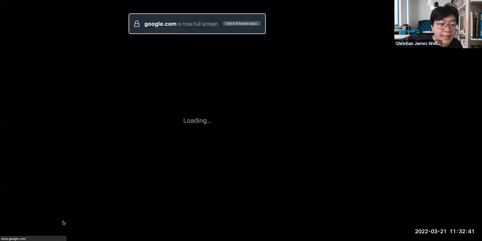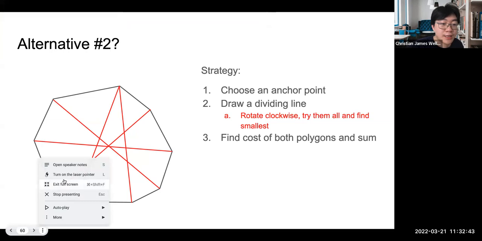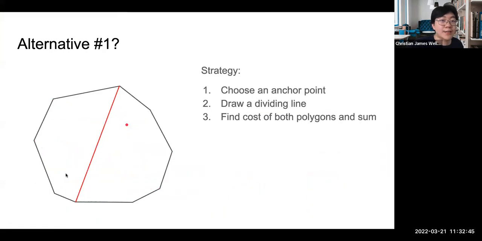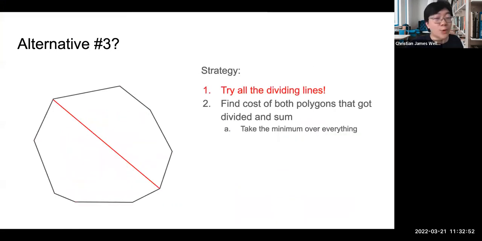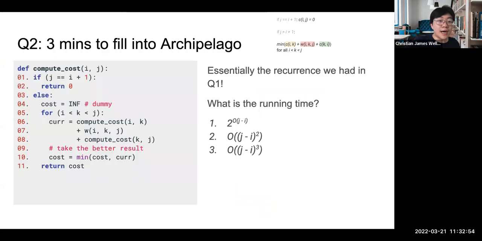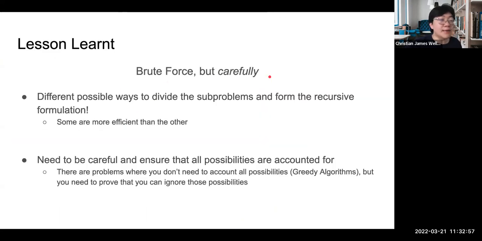I think I left off right before I showed a lot of the triangles. So I'll just skip all this. This slide is really just saying there are possible other alternatives, but some of them work, some of them don't. So the lesson learned is really just that we want to try brute forcing, but carefully. There are different possible ways to divide the sub-problem, and some are more efficient than others. We need to ensure all the possibilities are accounted for, because in the examples where it failed earlier, they actually don't account for certain possibilities.